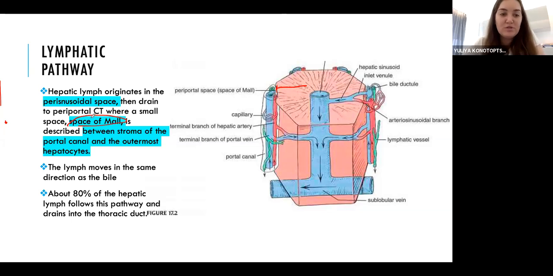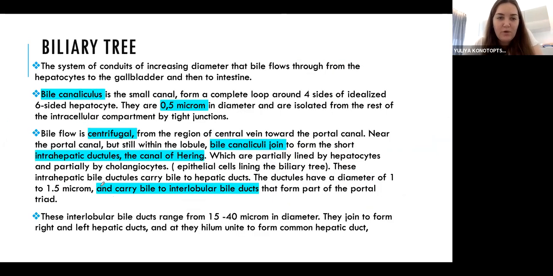So the space of Mall is just like a bucket collecting all of this lymph, and then a lymphatic vessel will be formed there, and this lymphatic vessel will go down. It will exit your liver, the same direction as the bile. And now we come to the super important part, which is the biliary tree. So from where to how.